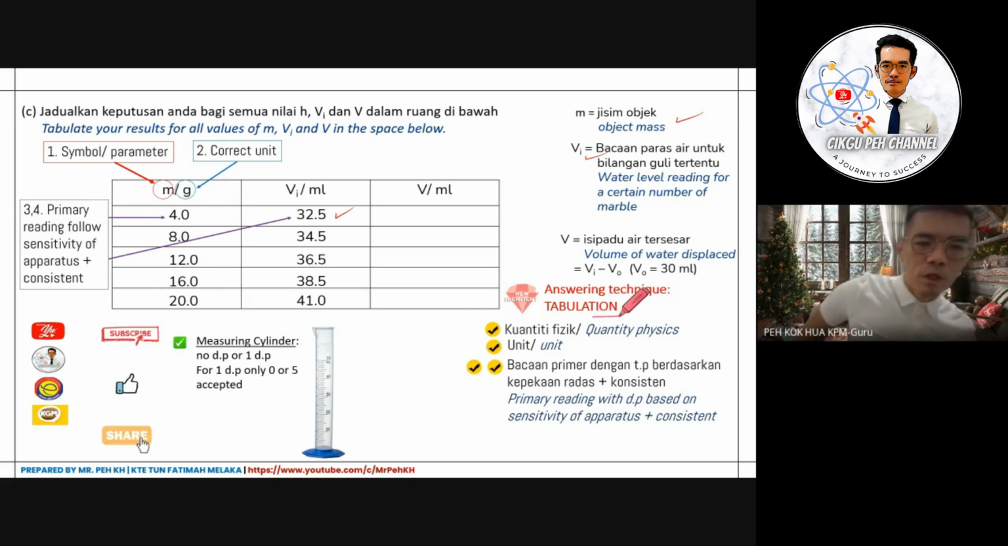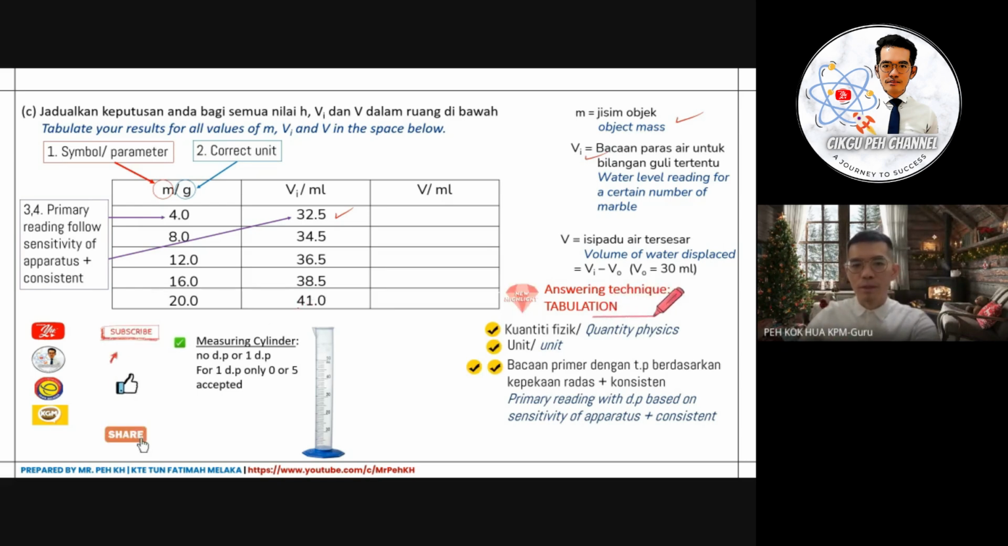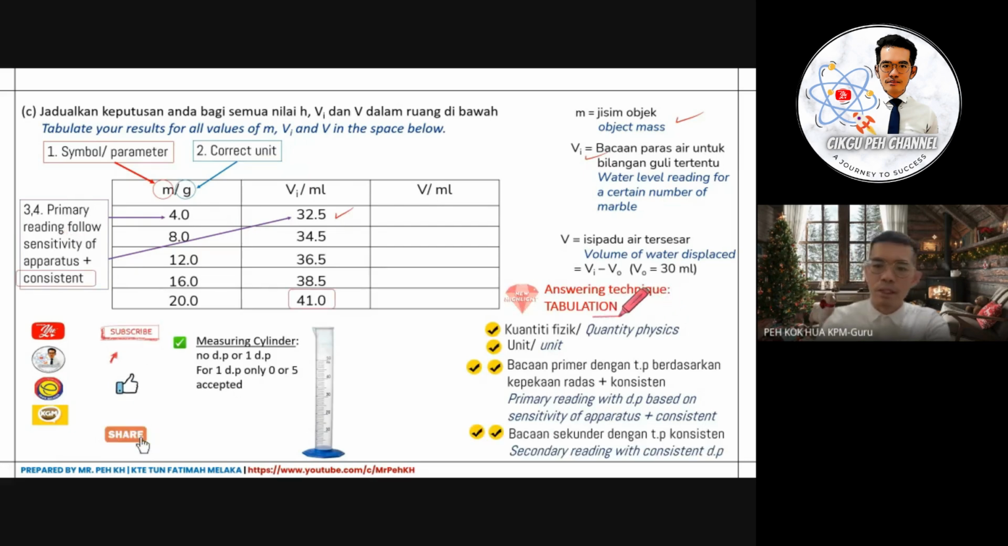So you can see here, although my value for the last measurement I get 41, I still give 0.0 because I need to have the consistency of the decimal place here so that I can get my mark number 3 and number 4. So this is the so-called sensitivity of apparatus and consistency. Okay, the last 2 ticks here will be the secondary reading with consistent decimal place.